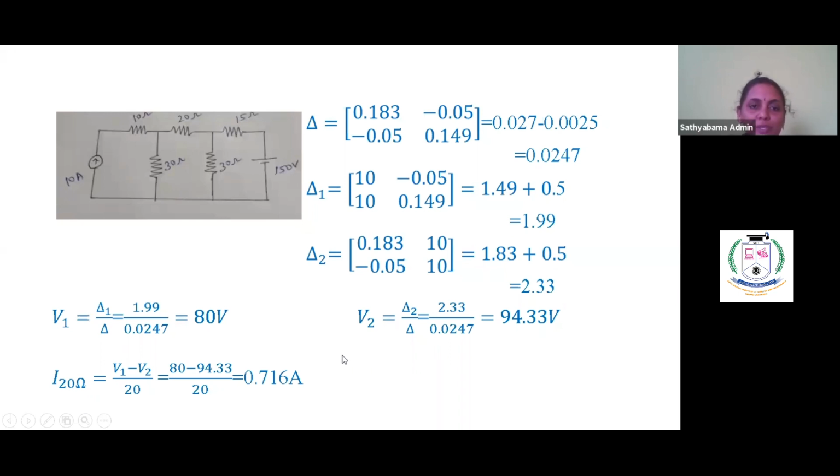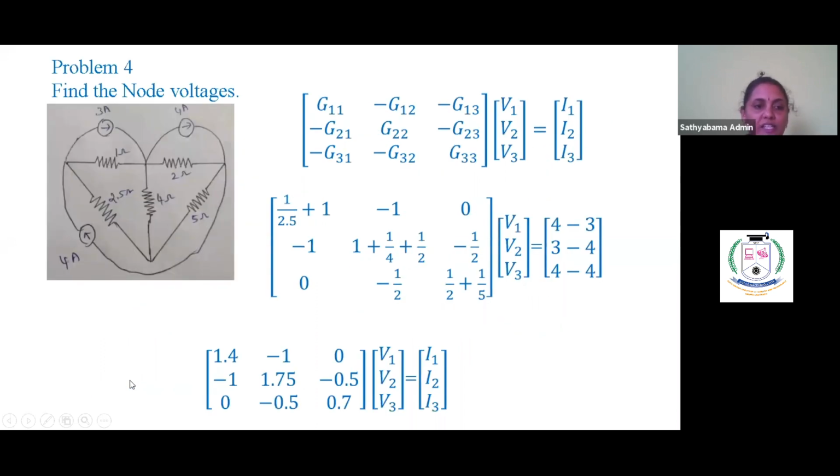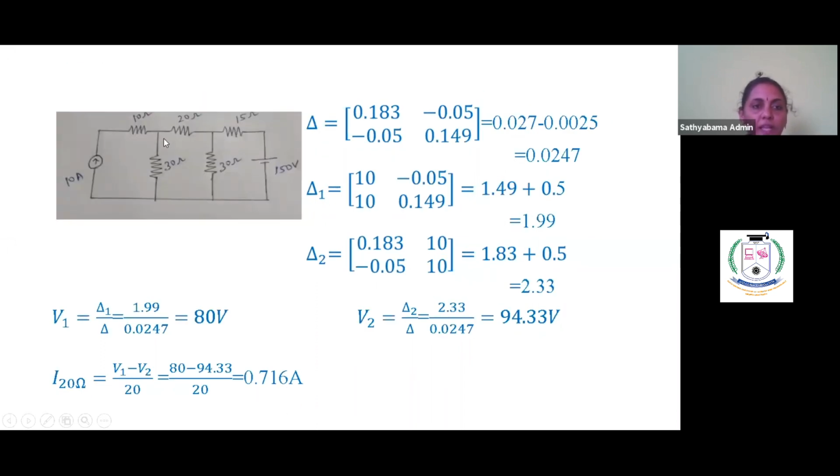Now, the first part of the question is over. The second part, the current flowing through the 20 ohm resistor has to be found out. The 20 ohm is connected between V1 and V2. So we will take the answer as V1 minus V2 by 20. V1 is 80 and V2 is 94.33. Substituting, you get it as 0.716 amperes.